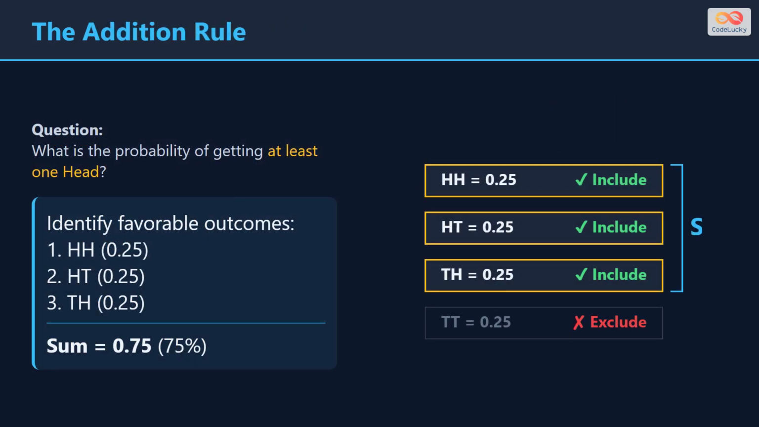The second major rule is the addition rule. Sometimes we want to know the probability of a broader result, like getting at least 1 head. To find this, we look at all the final outcomes that satisfy our condition. Here, 3 of our 4 outcomes include a head. We calculate the probability for each valid path and then add them together. 0.25 plus 0.25 plus 0.25 equals 0.75.